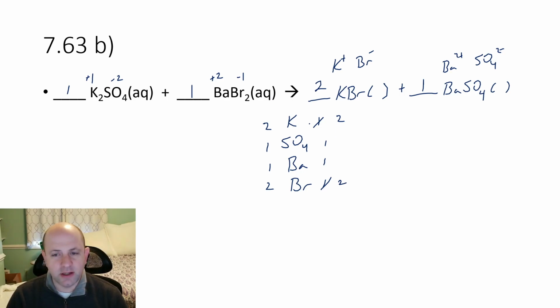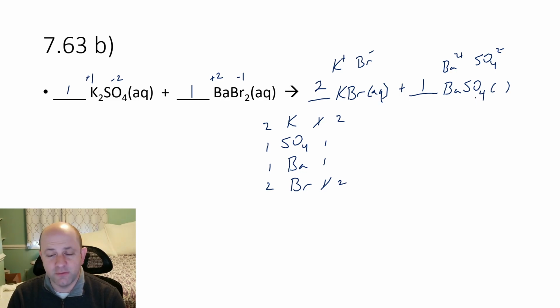So balancing's done now. Now we just got to figure out the solubility. We have potassium, and just like part A, potassium's an alkali metal, always soluble. You could also look at the bromide and say bromides are soluble except silver, lead, and mercury, and potassium's not one of those. So either way, you say it's soluble. It's going to be aqueous. Right, we move on to barium sulfate. Barium, again, we don't have a specific rule.